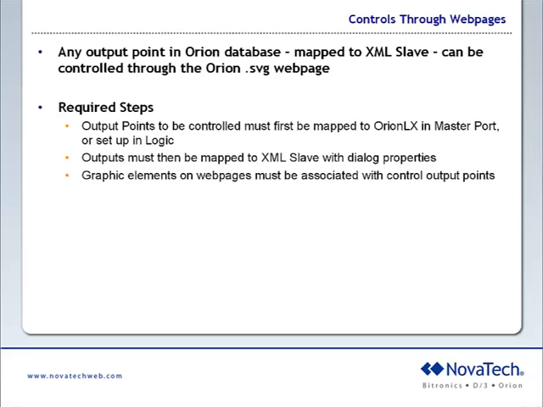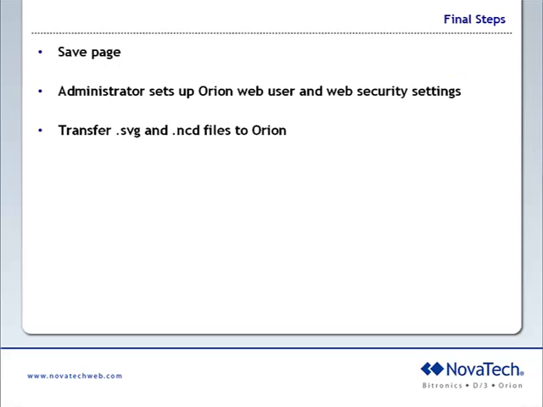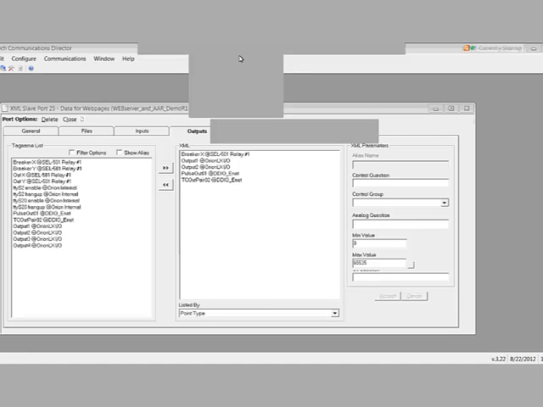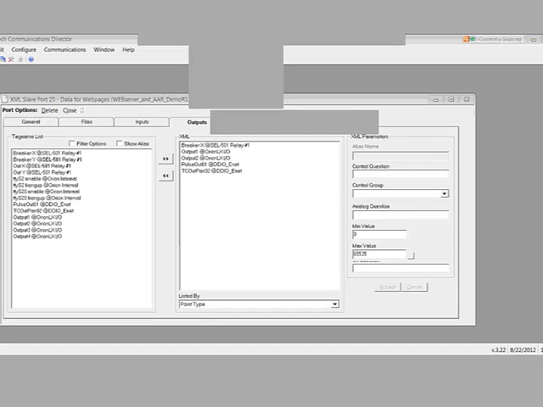You associate your graphical elements with the control output points. And then the final step, save the page. The administrator sets up Orion Web User and Web Security settings, transfer the SVG page and the NCV files to the Orion. Let's go back online, and we'll show you some controllable elements.